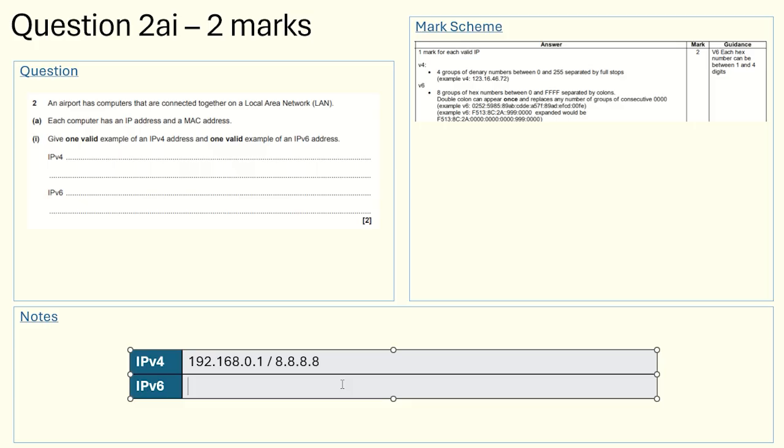IP version 6, as we've just determined, we've got 8 groups of hexadecimal numbers separated by colons. So we could, for example, do 2A, colon 2A, colon 2A, colon, etc. until we've got 8 separate groups. 6, 7, 8. Okay, and that would give us a valid IP version 6 example for that one too.